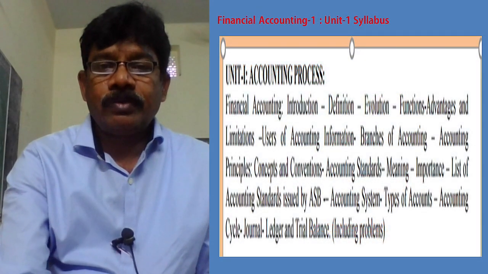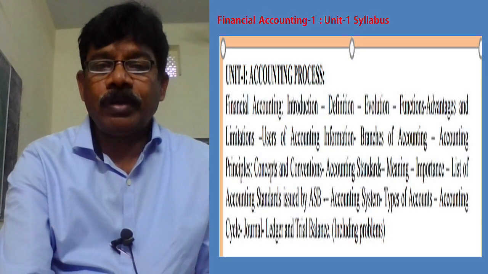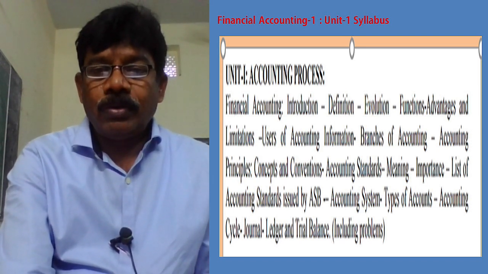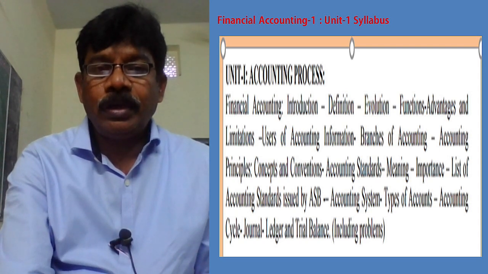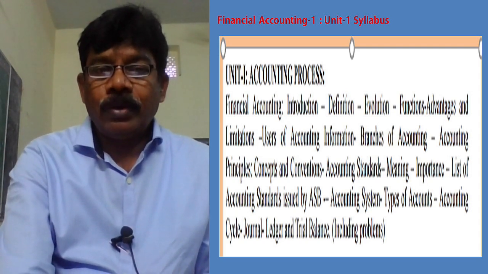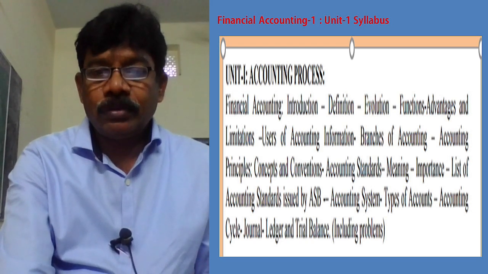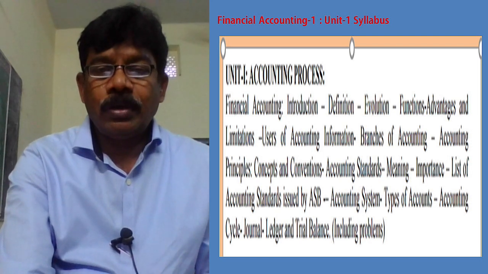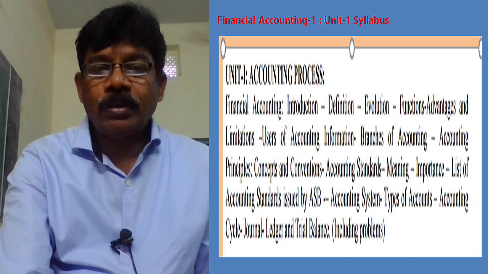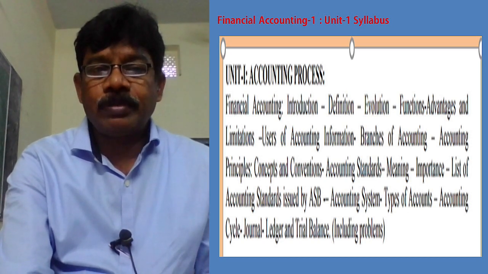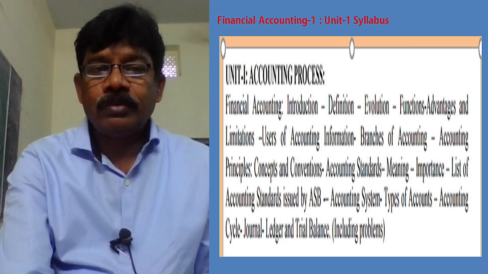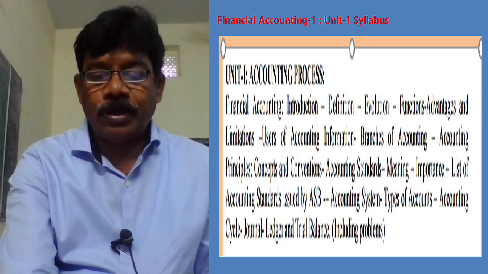Look at our syllabus. First unit we are yet to complete. We completed accounting standards and accounting systems, single entry, double entry, annual accounting as well as computerized accounting. From here onwards: types of accounts, accounting cycle, journal, ledger, trial balance. These are all theory along with problems, which I will explain later. But understand this accounting equation, because we will get a short problem in the exam.